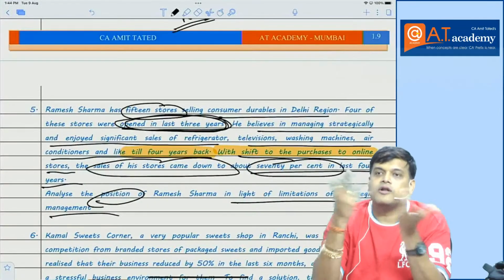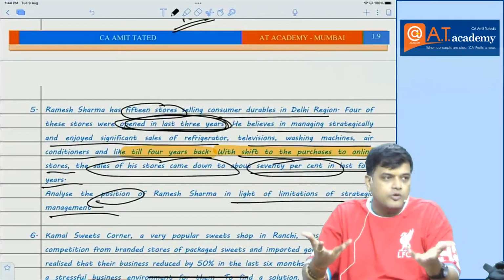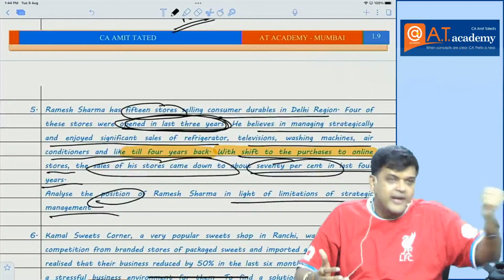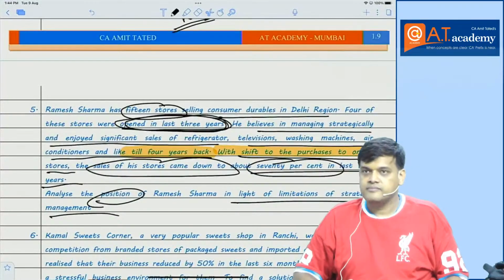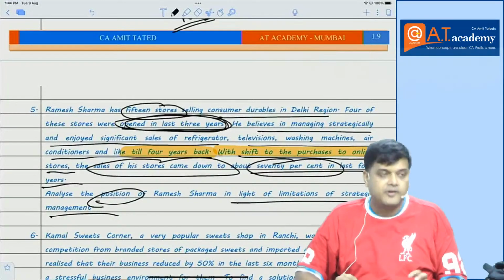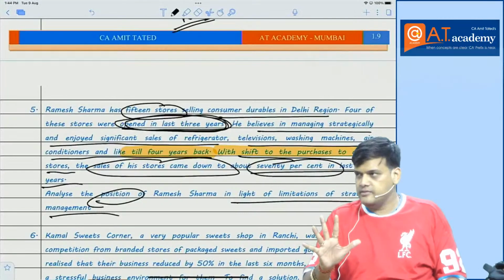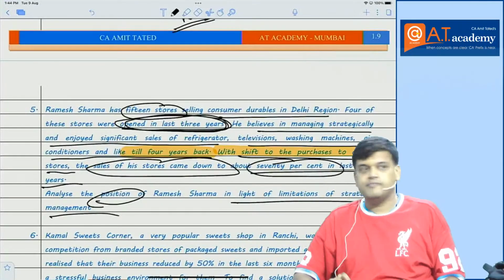Whether it is online, who told online? That is also a market. Offline is also a market. I am teaching you: this is one market, online is another market. Market is there. What is his problem actually? What does Ramesh Sharma face a problem in? Second and third are not it. Okay, first and fourth, which one?